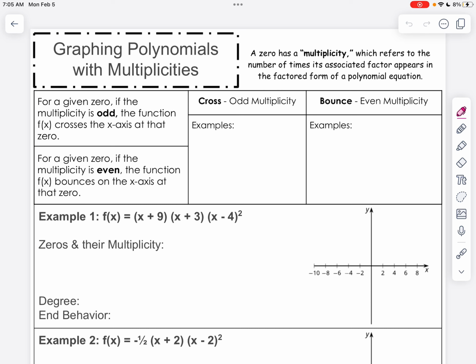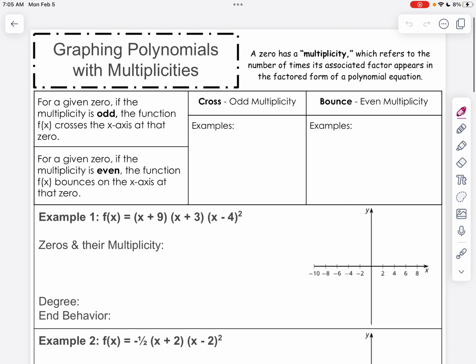So for a given zero, if the multiplicity is odd, the function f of x crosses the x-axis at that zero. It crosses it, and it switches from above to below, or below to above. For a given zero, if the multiplicity is even, the function f of x bounces at that zero. It doesn't actually cross through, it kind of bounces off the x-axis. So let's look at some examples.